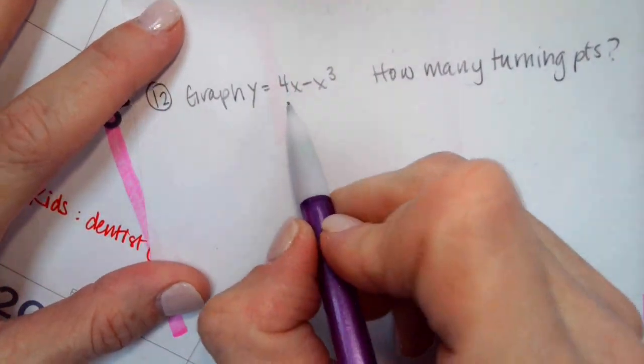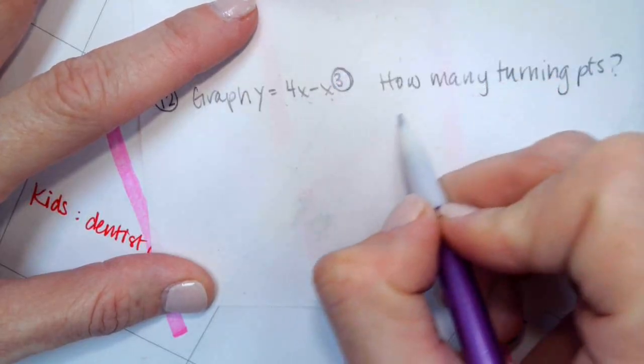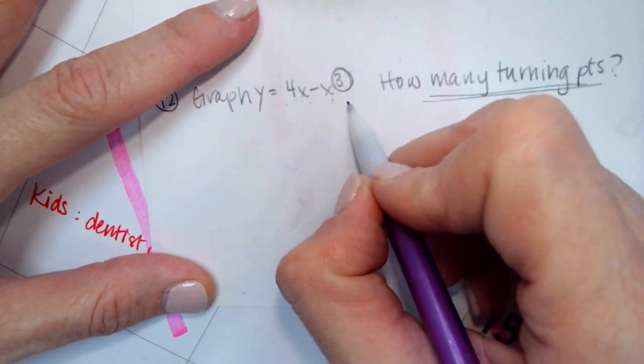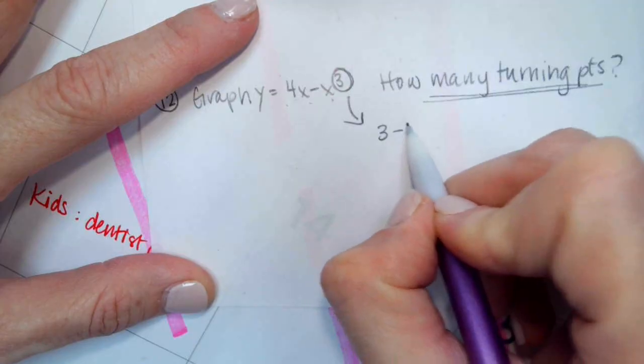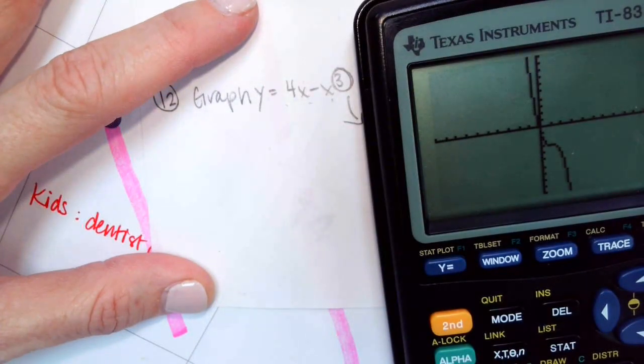Okay, looking at 4x minus x cubed, our largest degree is 3. So how many possible turning points do we have? That would be 3 minus 1 equals 2. You can graph it if you need to check that.